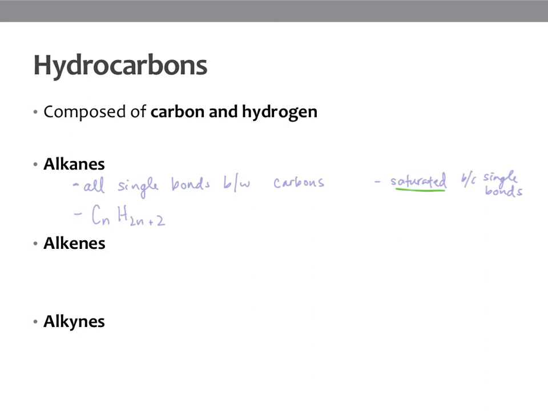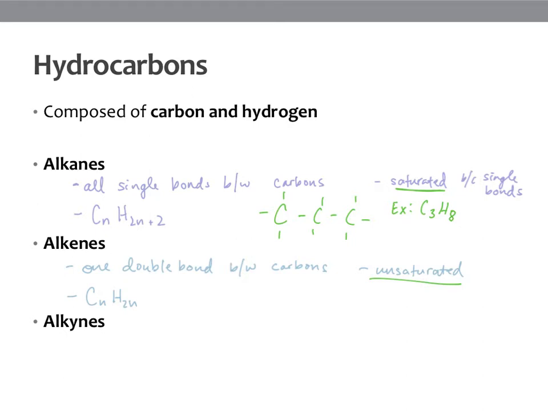So as an example of that, to show an alkane, we have 3 carbons, that's our n. So if we double that 3, we get 6, and then you add 2 for a total of 8. So based on the general formula, we should see 8 hydrogens. 1, 2, 3, 4, 5, 6, 7, 8. There we go.